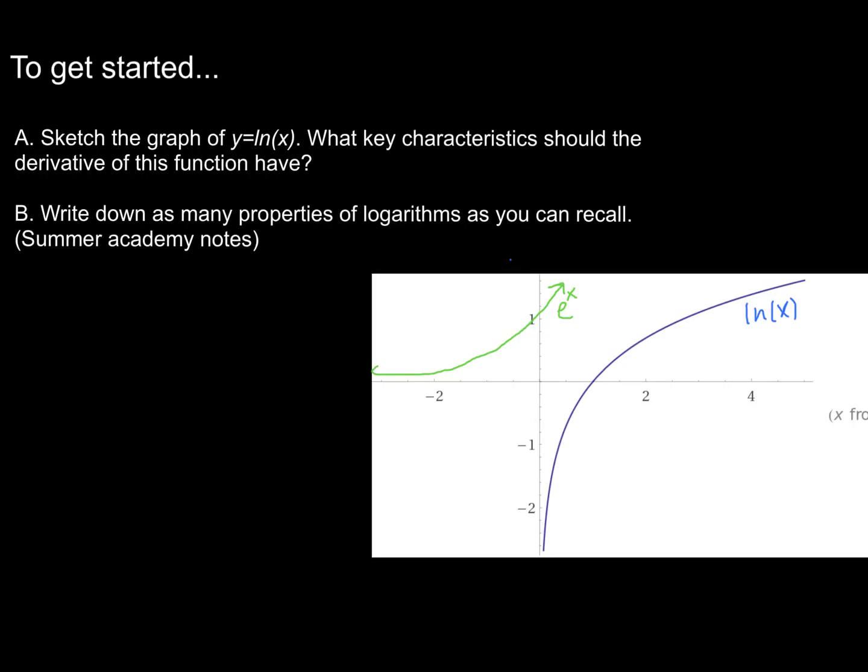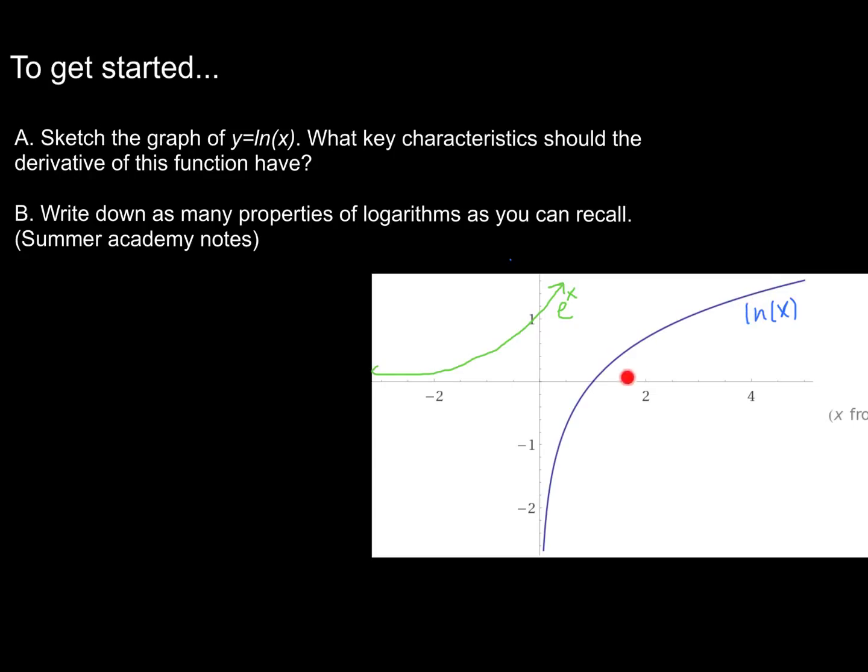Alright, so here's the graph of natural log of x. I've also graphed e to the x, because the inverse of e to the x is natural log of x. Notice it's been reflected over the line y equals x. If you've forgotten about inverses, definitely go look back at your notes, or watch that piece of the Summer Academy videos again, because we'll talk about inverses a lot throughout this course.